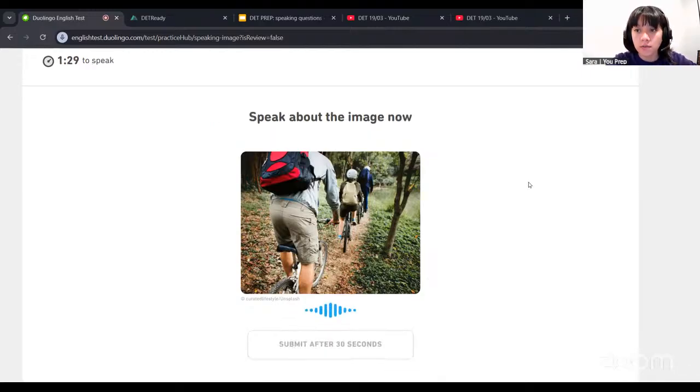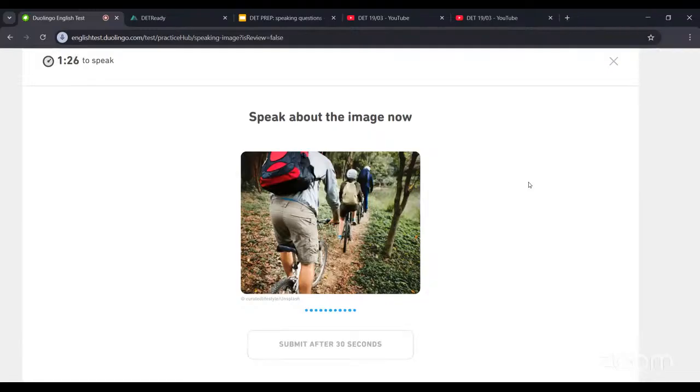You can start, Andres. Okay, in this photo, I can see three people. It looks like they are family. They are cycling. They are charging with backpacks, and I can see a tree and some leaves in the ground. So I can think that is autumn.